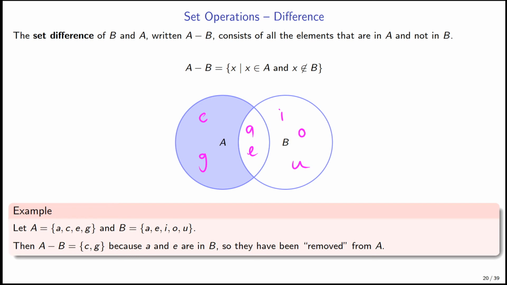So if A is ACEG and B is AEIOU, and I want A minus B, basically how I can think of this is I can just write out all of the elements in A. So I know that A, C, E, and G are in A. What I'm going to do is when I see an element in A that is also in B, I'm going to remove it. So B has A, so I'm going to take A out of here. B has E, so I'm going to take it out of here. B also has I, O, and U, but I don't see I, O, or U in this set, so we don't have to remove anything. So now we remove those things, and we're left with this set. A minus B is the set containing C and G.